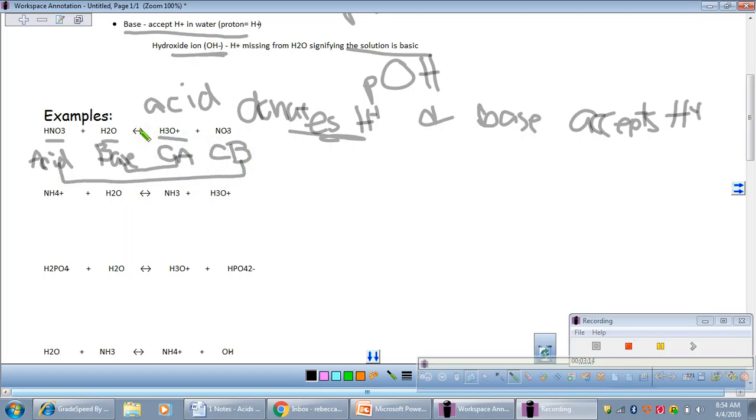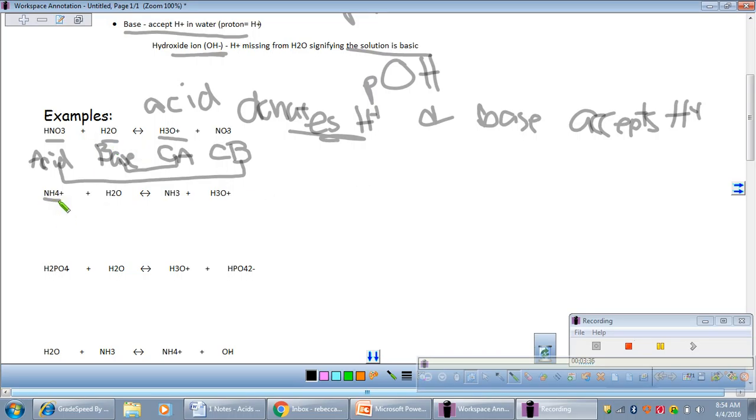Notice that our arrow is going back and forth like an equilibrium, meaning that if the reaction went in the opposite direction, it shifted left. Our NO3- is now the base because it's accepting hydrogen to become HNO3, and H3O+ is our acid because it is giving up hydrogen to become H2O again.